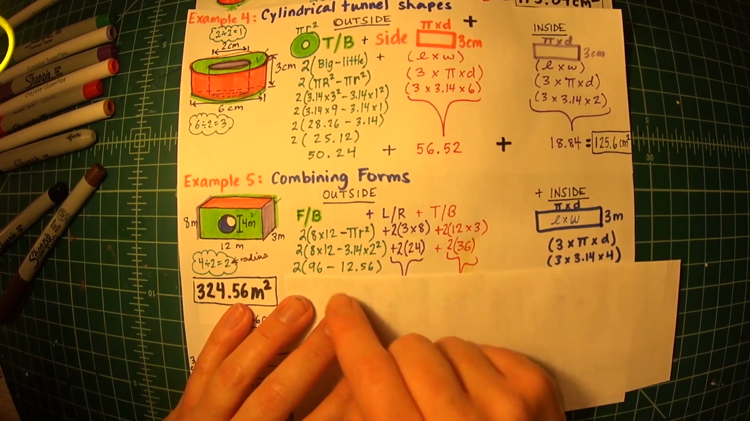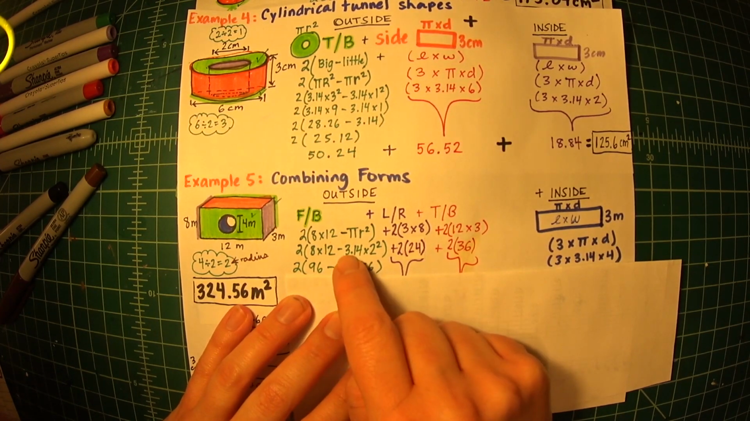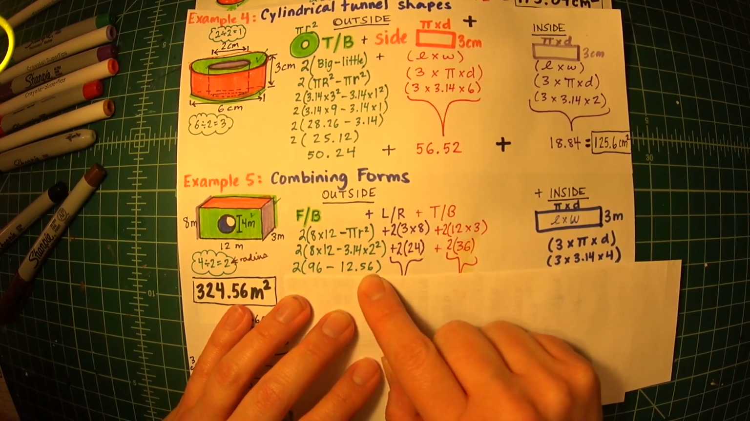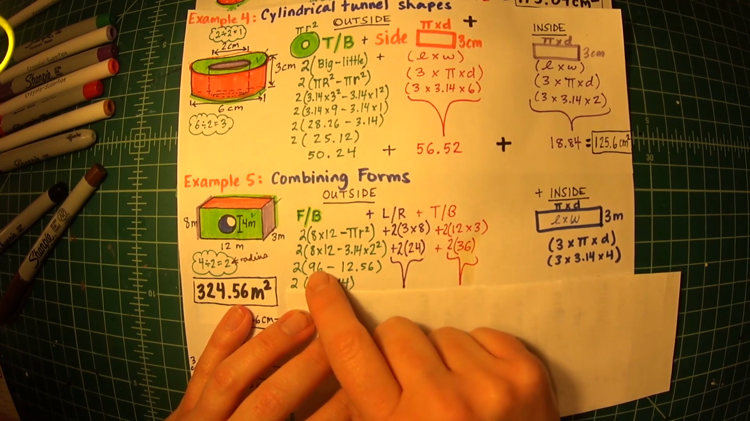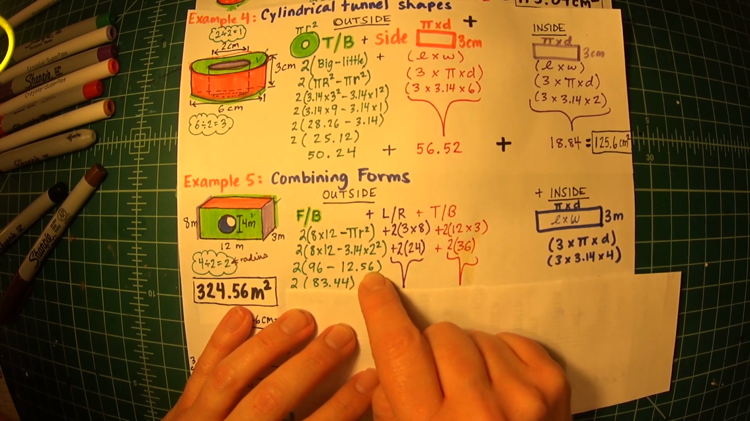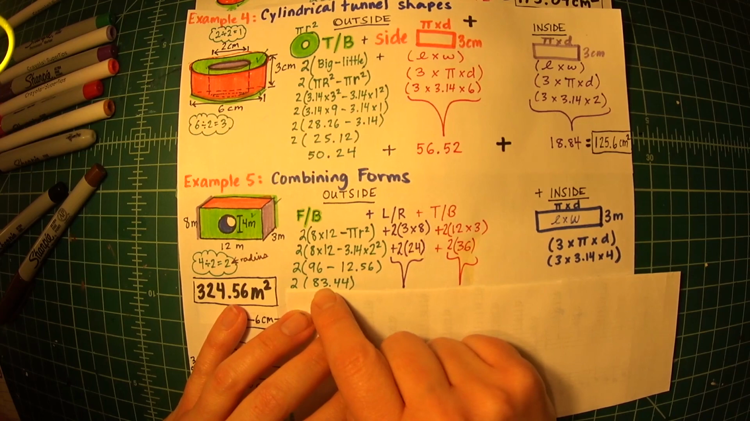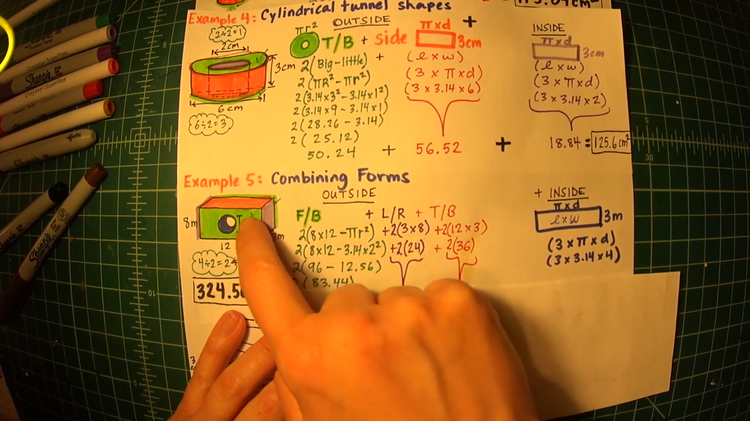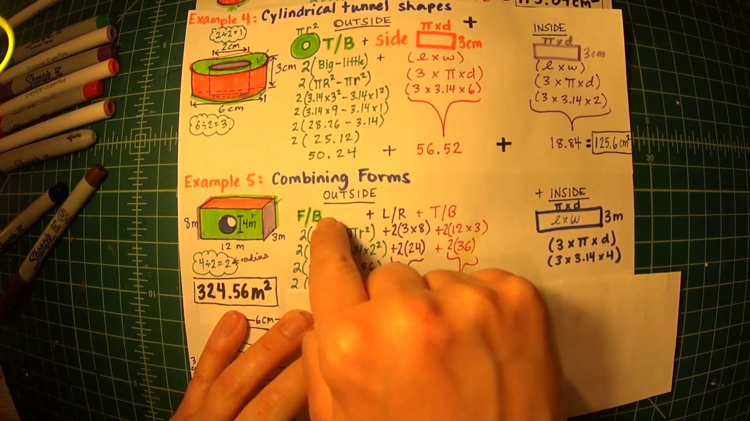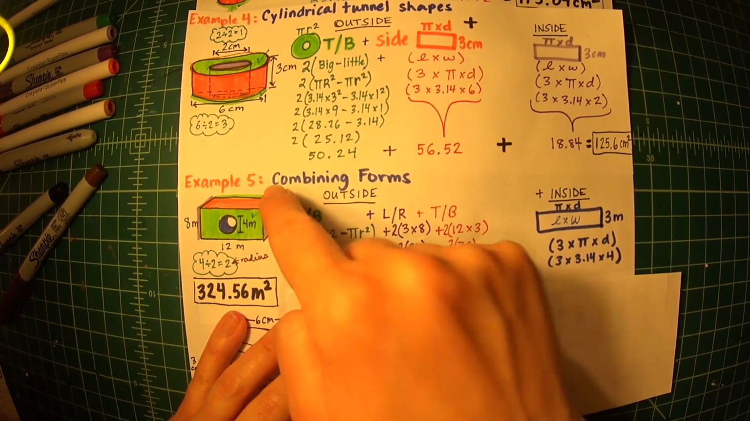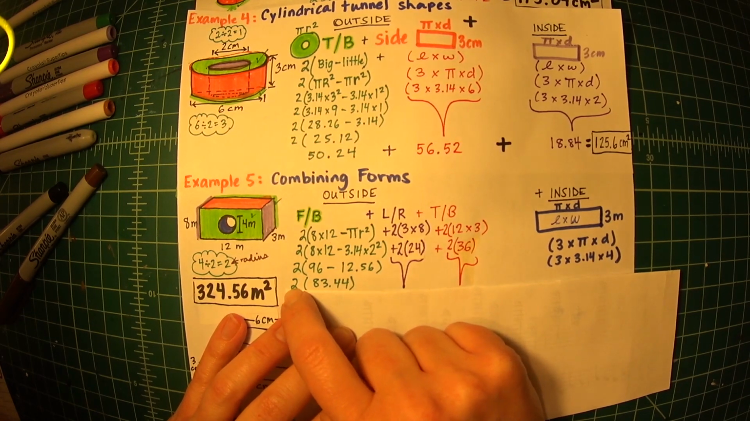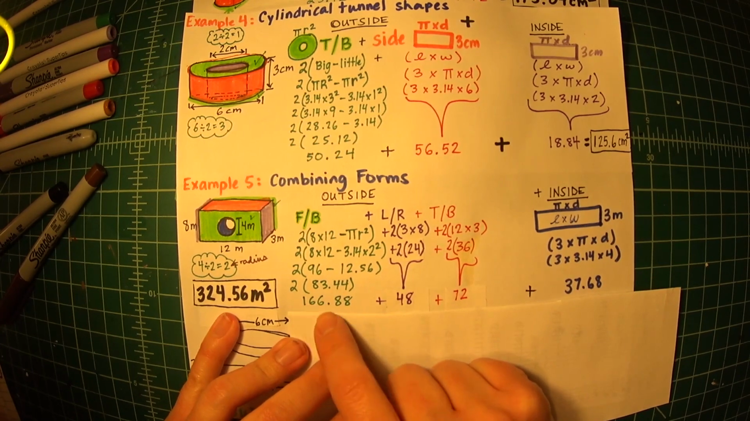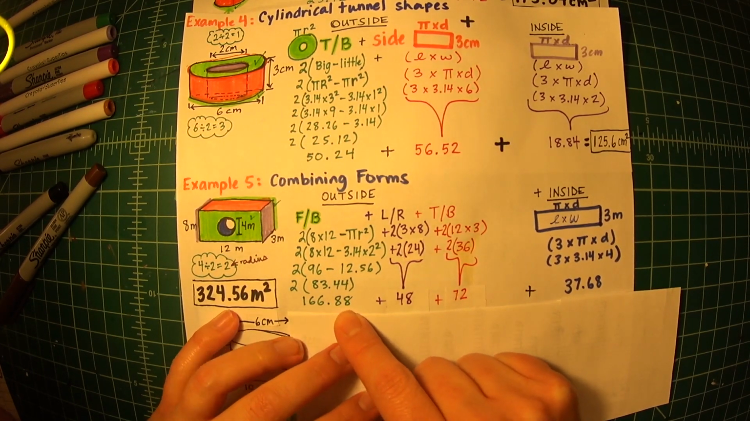Okay, so keep going. 8 times 12 is 96. 3.14 times 2 squared is 12.56. Subtract those two numbers. 96 minus 12.56 gives me 83.44. And then last step, that is the area of this front face that I can see, but the back that I can't see is matching. So that means I can just simply double it to also account for the back. So there is the total for my front and back, 166.88.